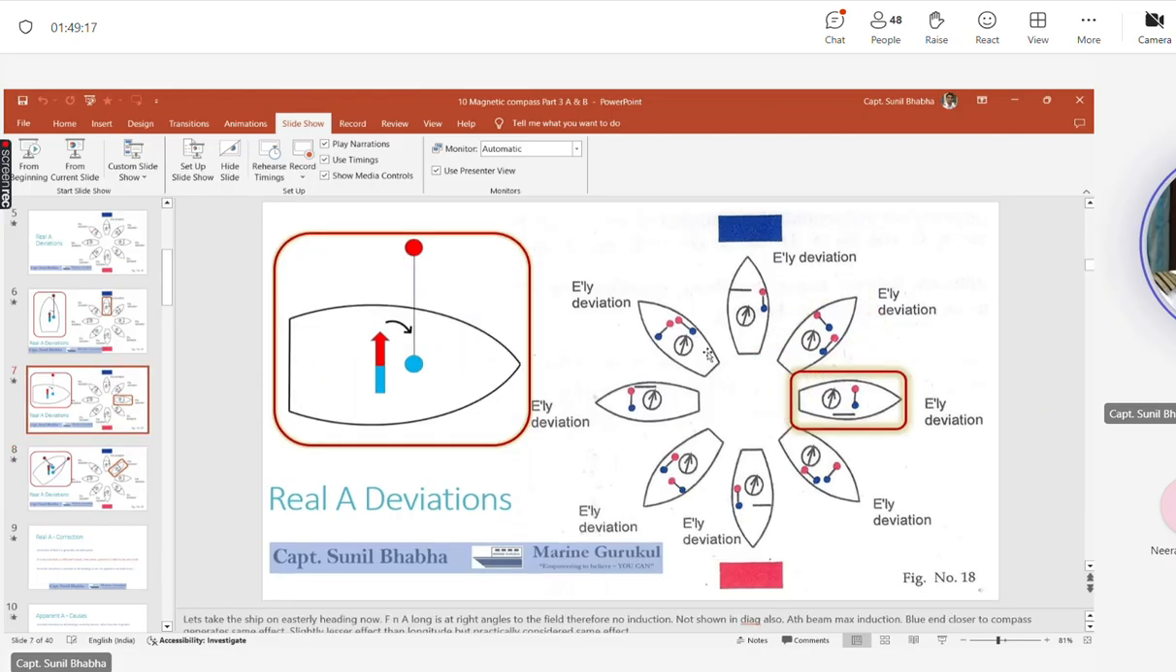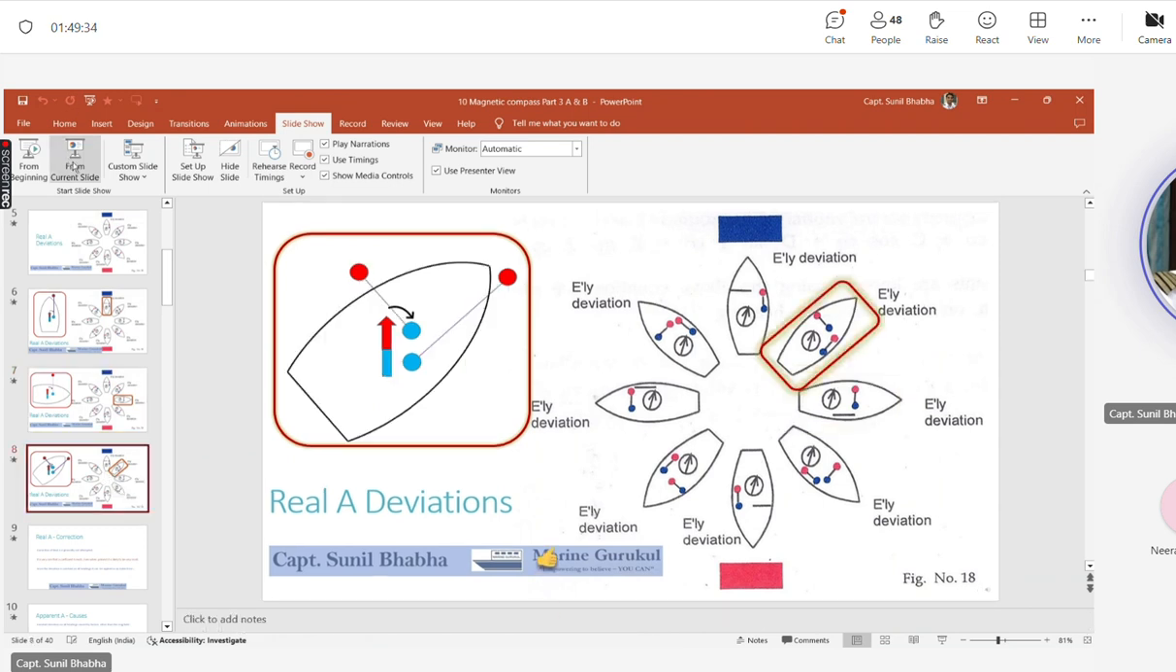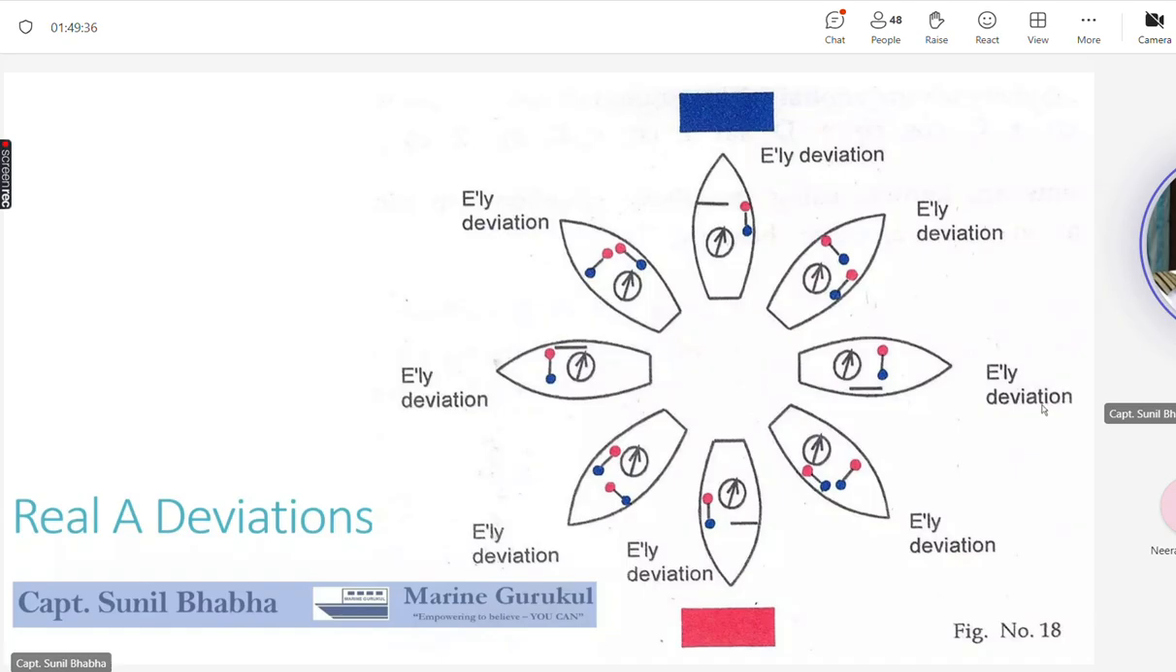So beta, any doubt in this easterly heading? Okay, great. Let's move to northeasterly heading now. Now let's see a third scenario with the ship heading in the northeasterly direction. With the ship heading in the northeasterly direction, how does the deviation behave?